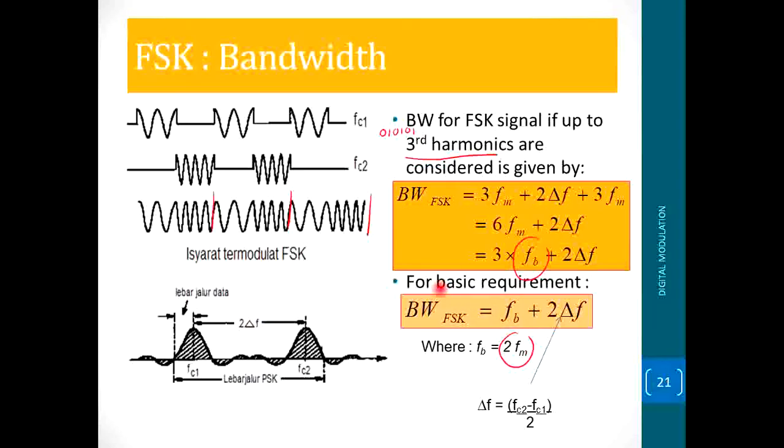And for the basic requirement, the bandwidth is from here to here. This is the FB plus 2 delta F. FB is 2 FM. This is FM and another FM. So we have FB there, and then delta F is FC2 minus FC1 over 2. This is the formula for delta F.